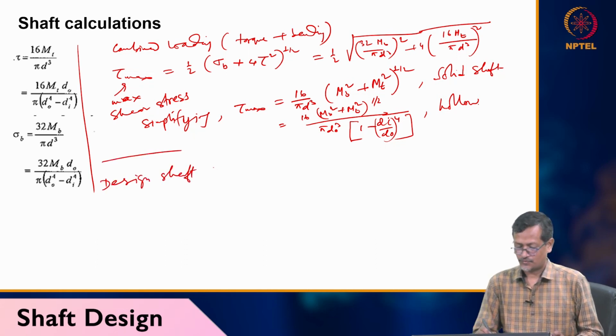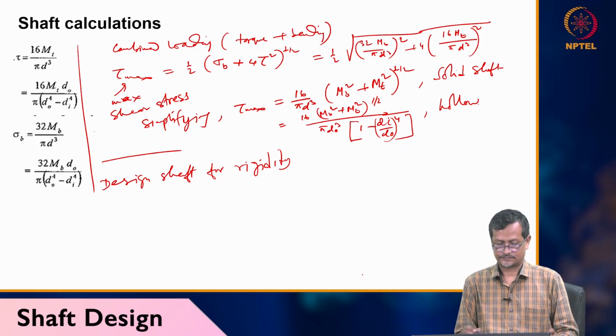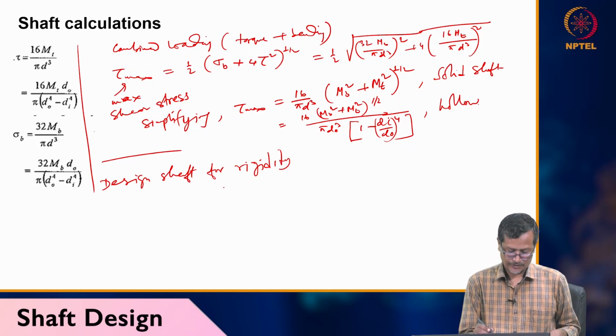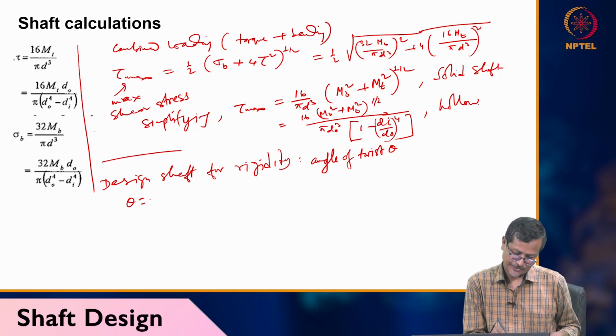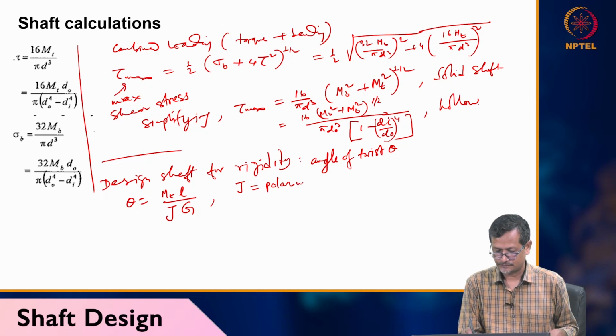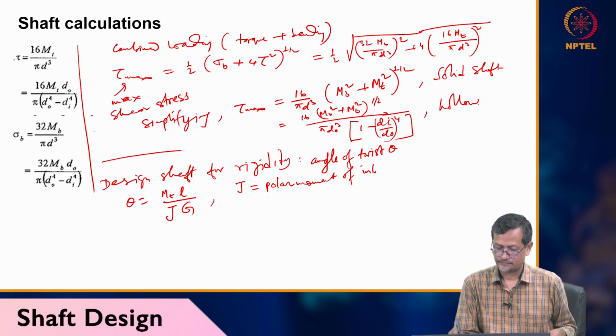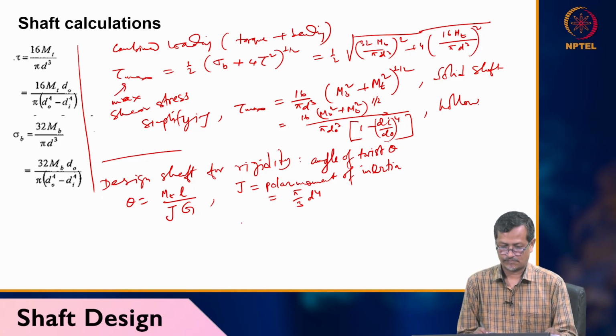Now, design of shaft for rigidity. The angle of twist, theta, equals Mt L by G J. J equals polar moment of inertia, equals pi by 32 d power 4. G equals modulus of rigidity.